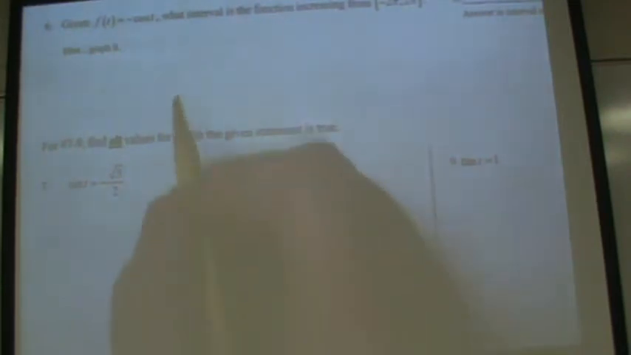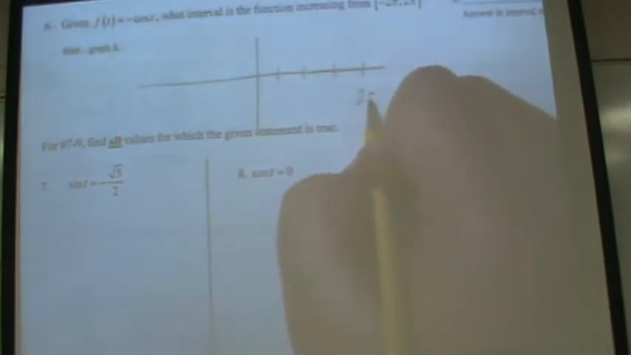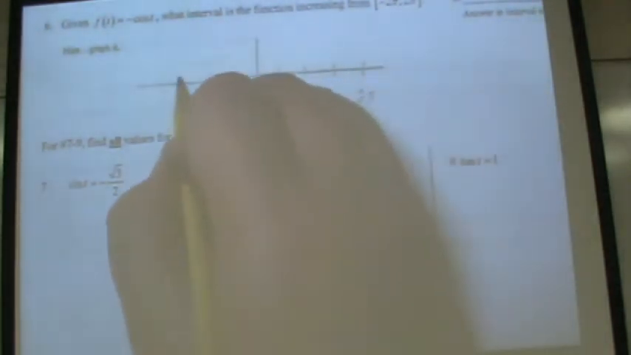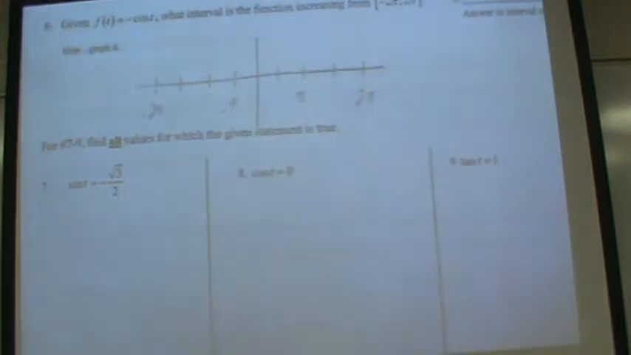On the top of the next page, you're asked to find, for negative cosine t, what interval is the function increasing from -2 pi to 2 pi? And I gave you a hint that you should graph it. So if you graph the negative cosine t graph, you're going to break up your graph. So this is 2 pi, that means that's pi, and then the same thing in the opposite direction, -2 pi and -pi.